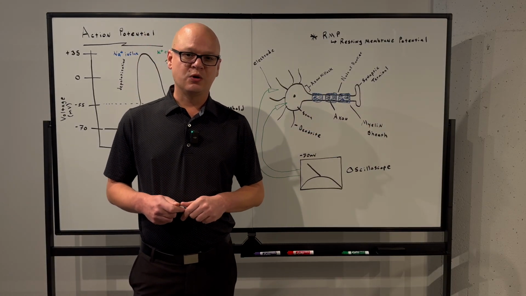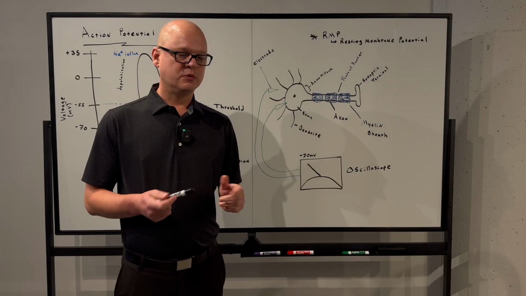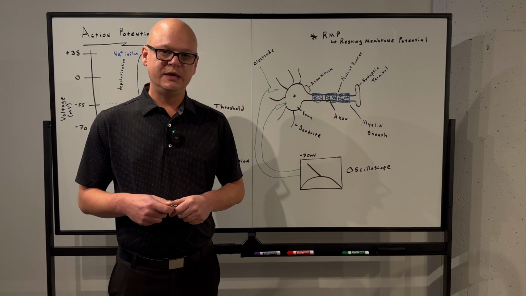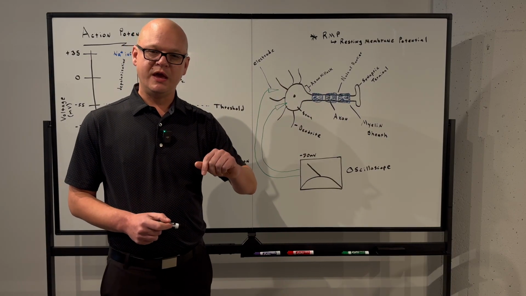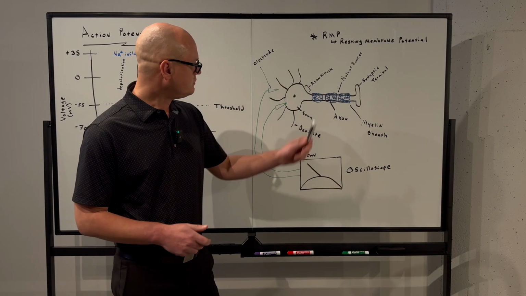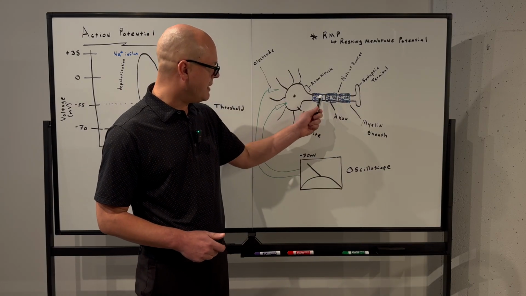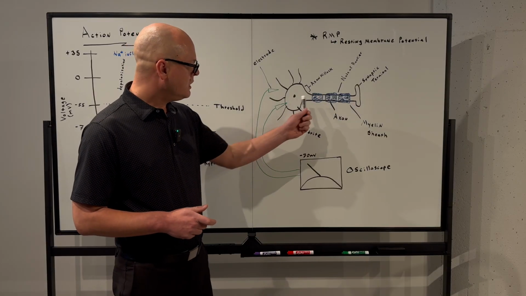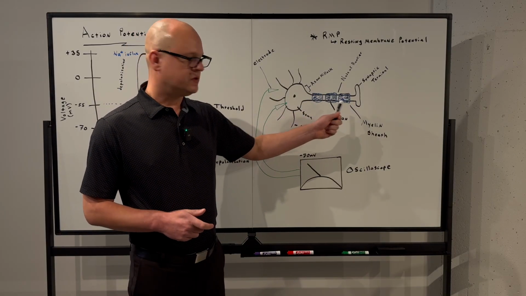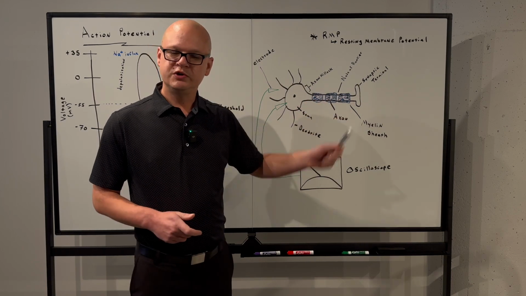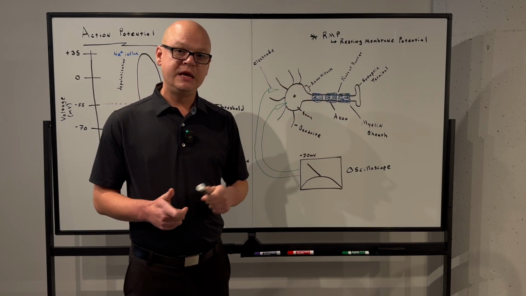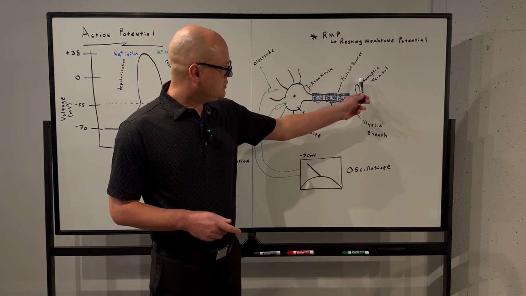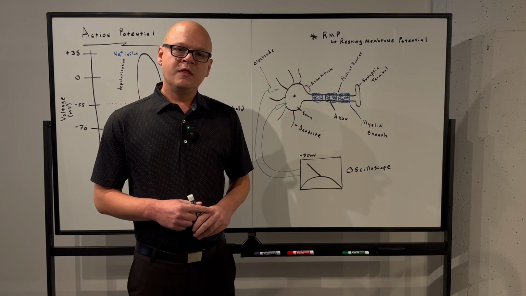Not all axons are going to be myelinated. For example, pain neurons. Those are going to be unmyelinated. But in this scenario, we do have a myelinated axon. These spaces between the myelin sheaths are called the nodes of Ranvier. And so, essentially, the action potential is going to jump from node to node as it travels down the axon in these myelinated neurons.